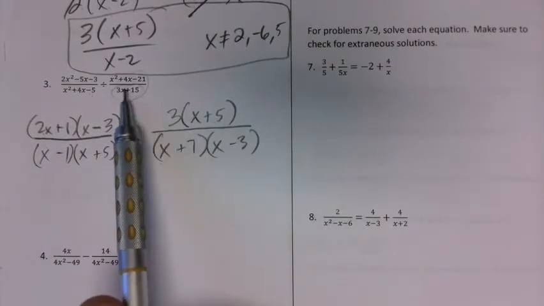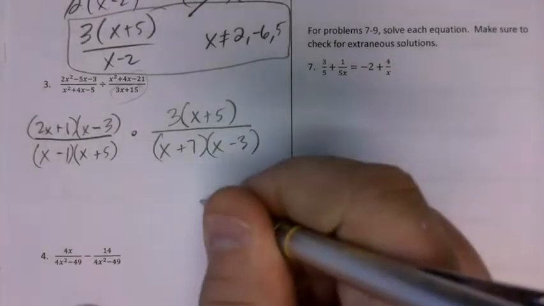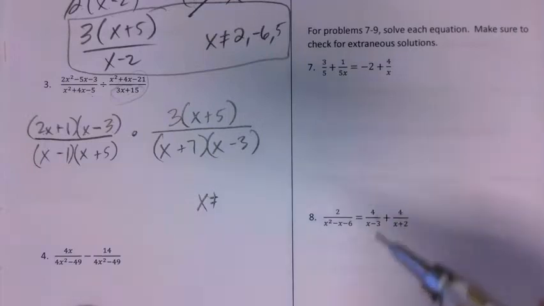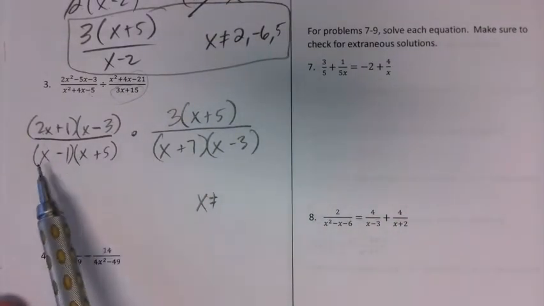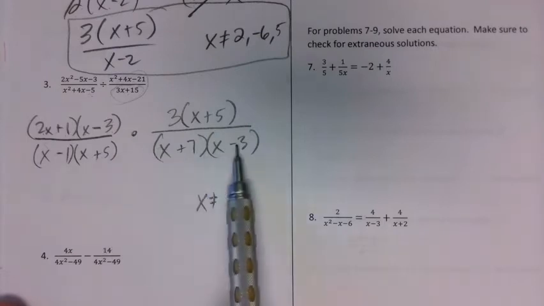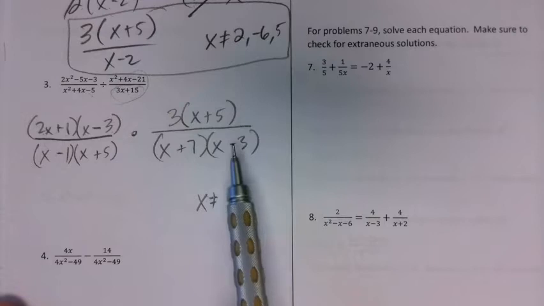So this 3x plus 15 was on top. Now it's on the bottom. Now it's on the top, and vice versa. When you're listing restrictions, think about all the denominators. This denominator, and this used to be in the denominator here, so it will have a restriction.